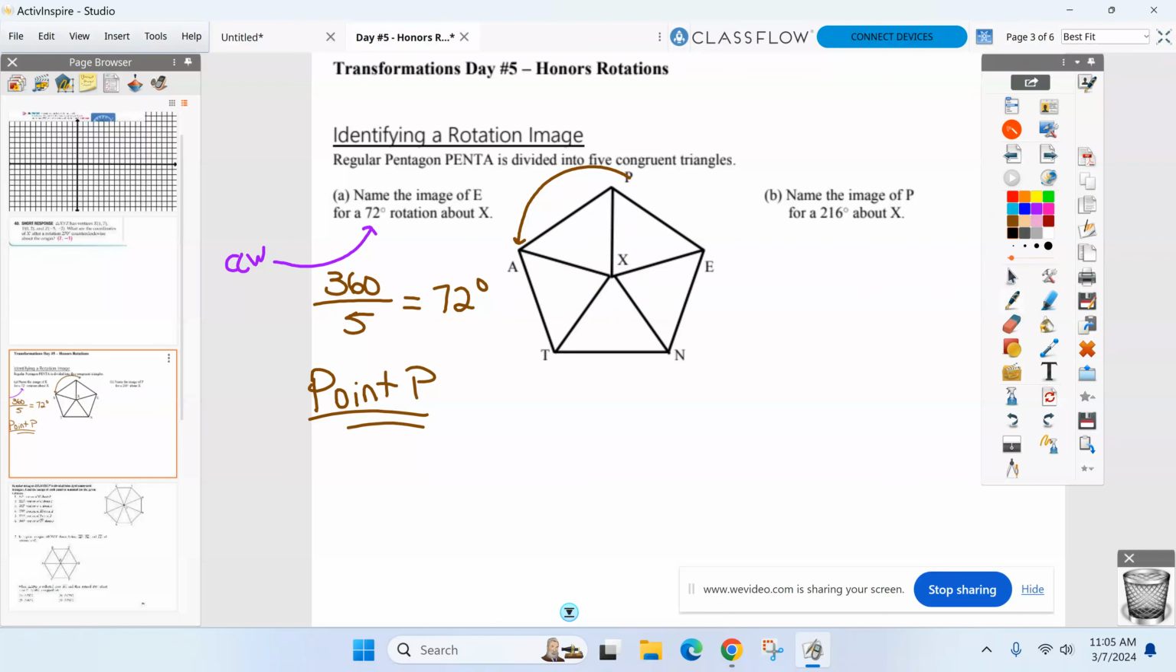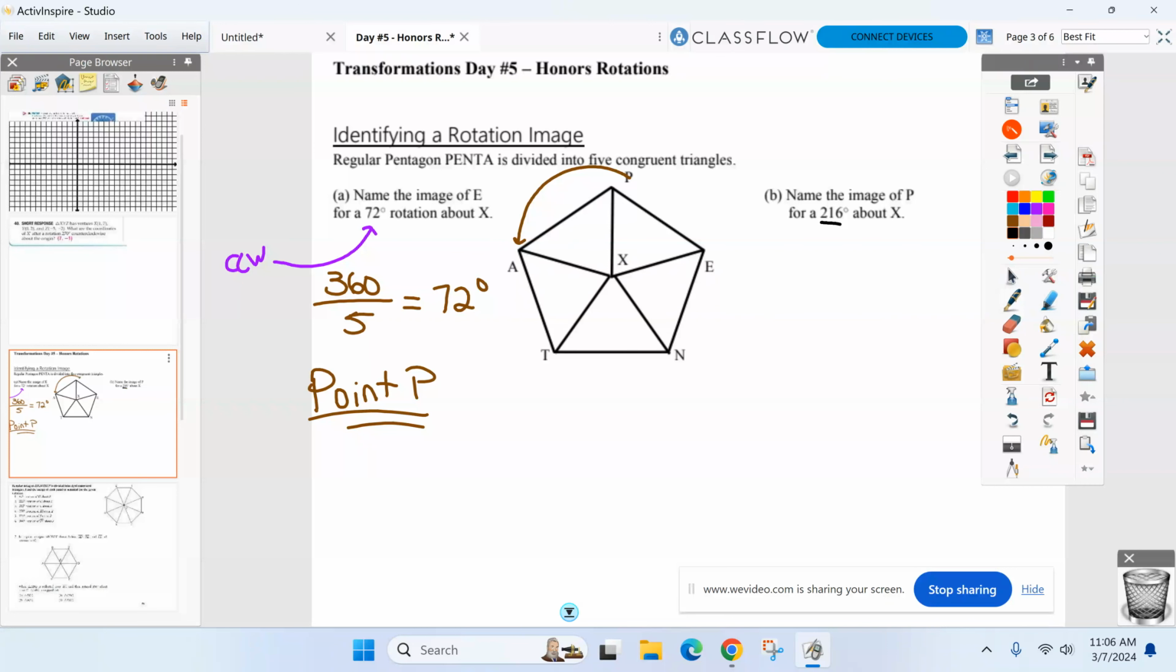Whoa! 216? I know about 72 now, but not 216. How can that... 216, anybody? Where's that coming into play? 216. We know 72, but where's 216 coming into play? Thoughts? Suggestions? Ziv? So you're, oh, wait a second.